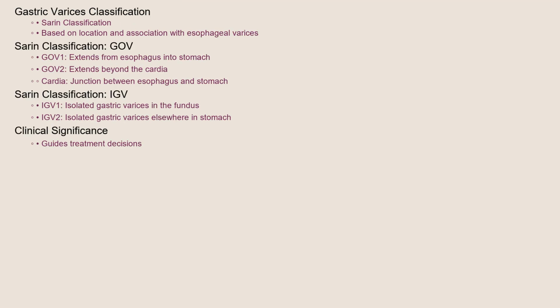Gastric varices can be classified based on their location and association with esophageal varices. According to the Sarin classification, GOV1 varices extend from the esophagus into the stomach. GOV2 varices extend beyond the cardia, which is the junction between the esophagus and the stomach. IGV1 varices are isolated gastric varices found in the fundus, and IGV2 varices are isolated gastric varices found elsewhere in the stomach. This classification system helps guide treatment decisions.